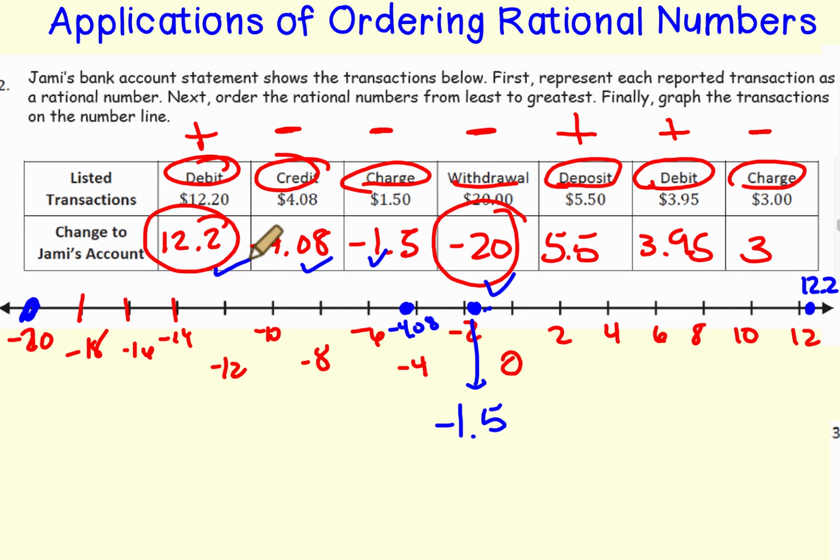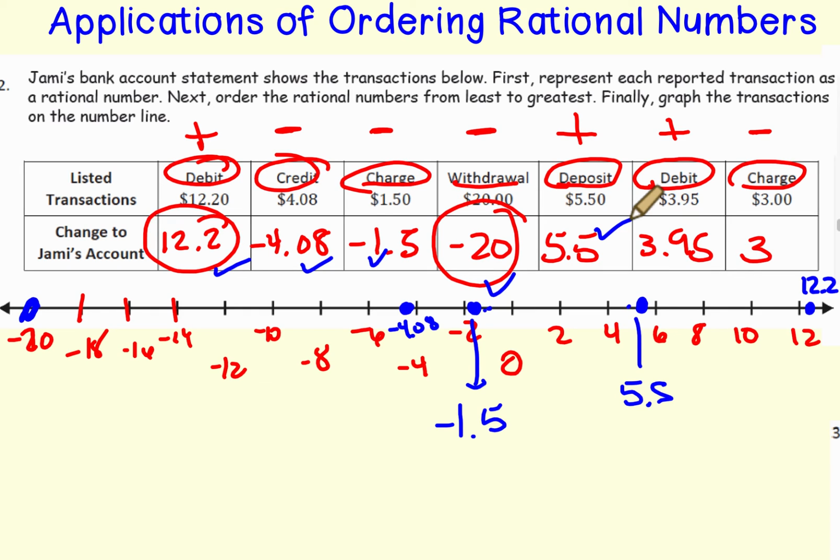We already have negative 20. So now let's do 5.5. So 5.5, well, here's where the 5 is. So 5.5 is going to be halfway between 5 and 6. So right there would be 5.5.